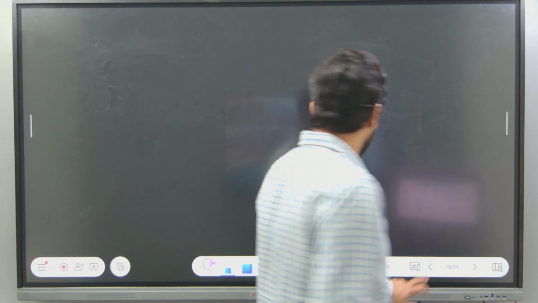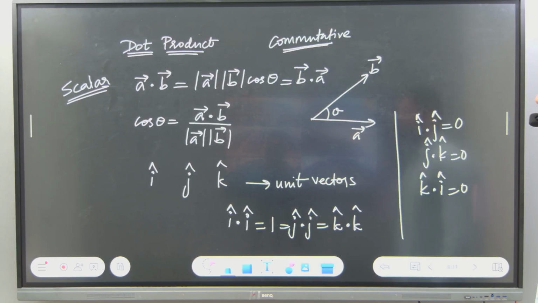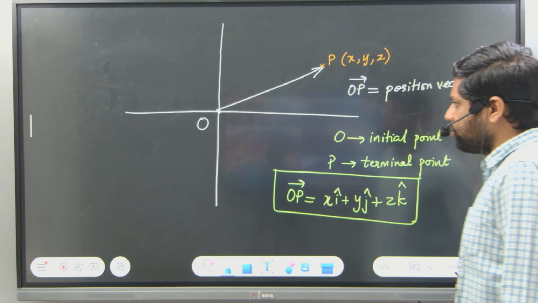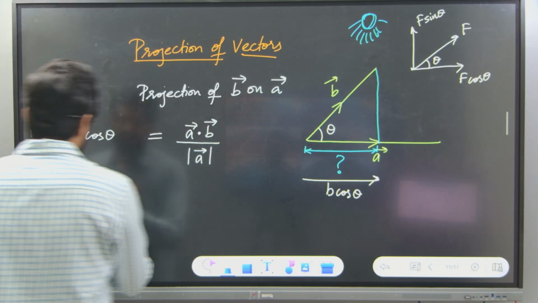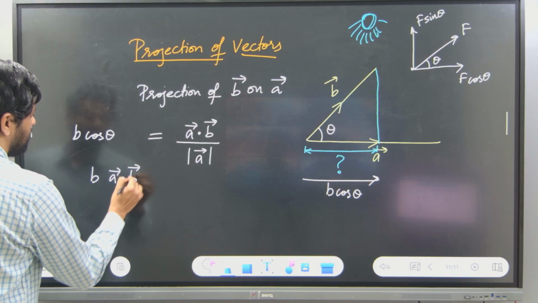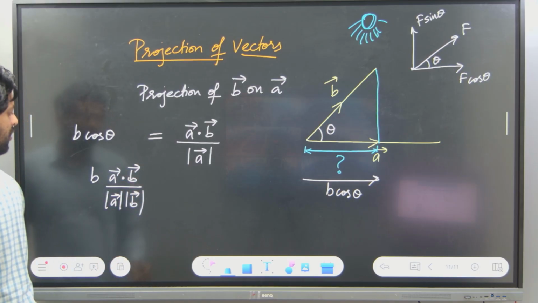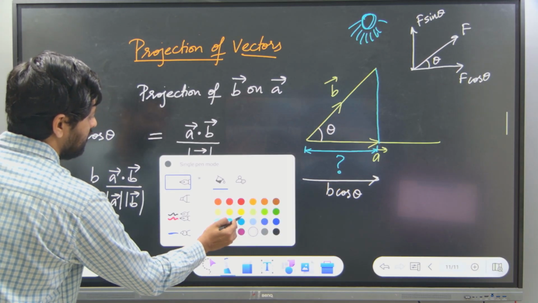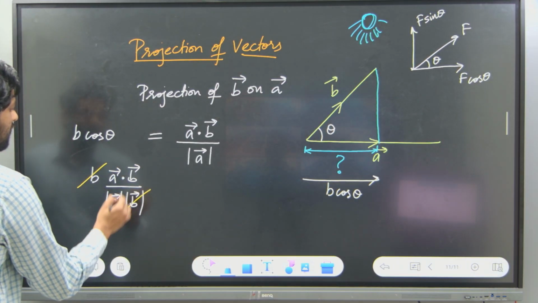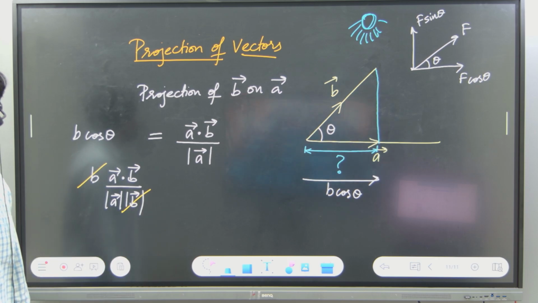Now, going back to the formula, how can cos theta be written? Cos theta can be written as A dot B divided by magnitude A, magnitude B. So in the place of cos theta, if I substitute A dot B divided by magnitude A into magnitude B, what will happen to magnitude B? Magnitude B will get cancelled.